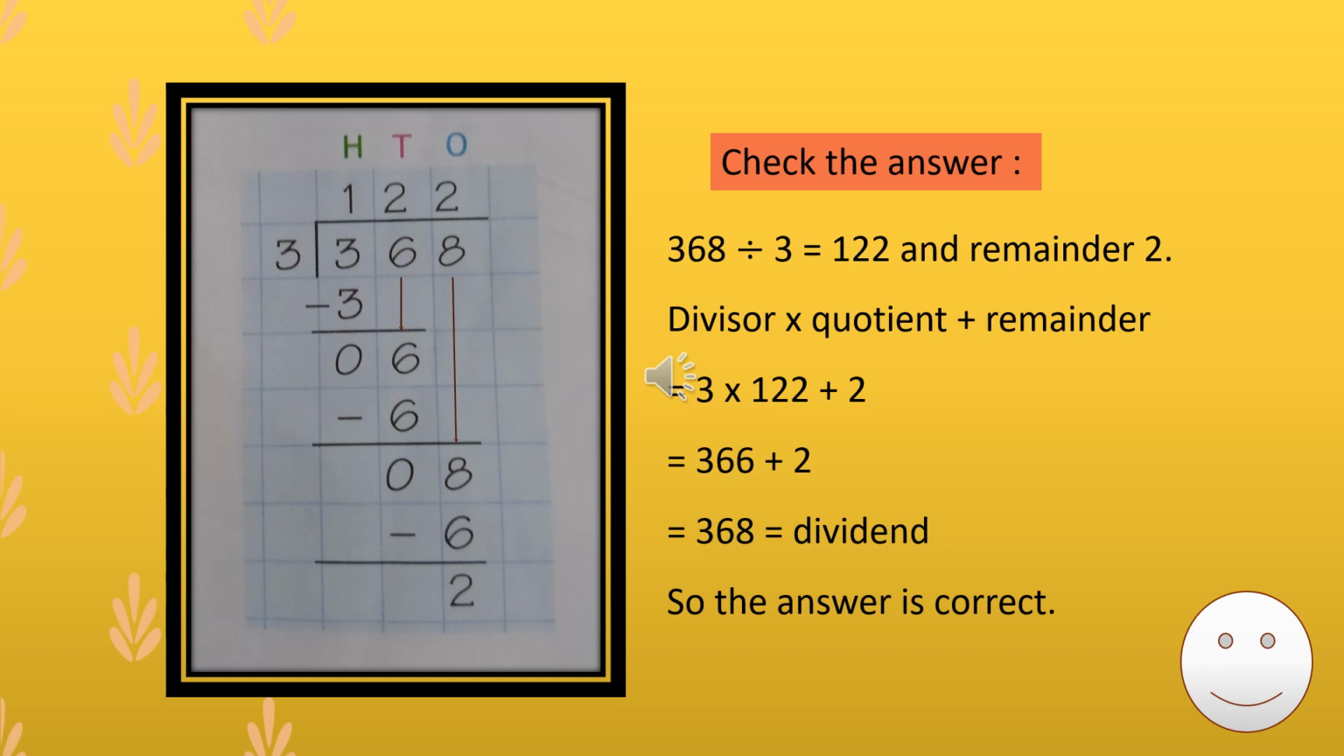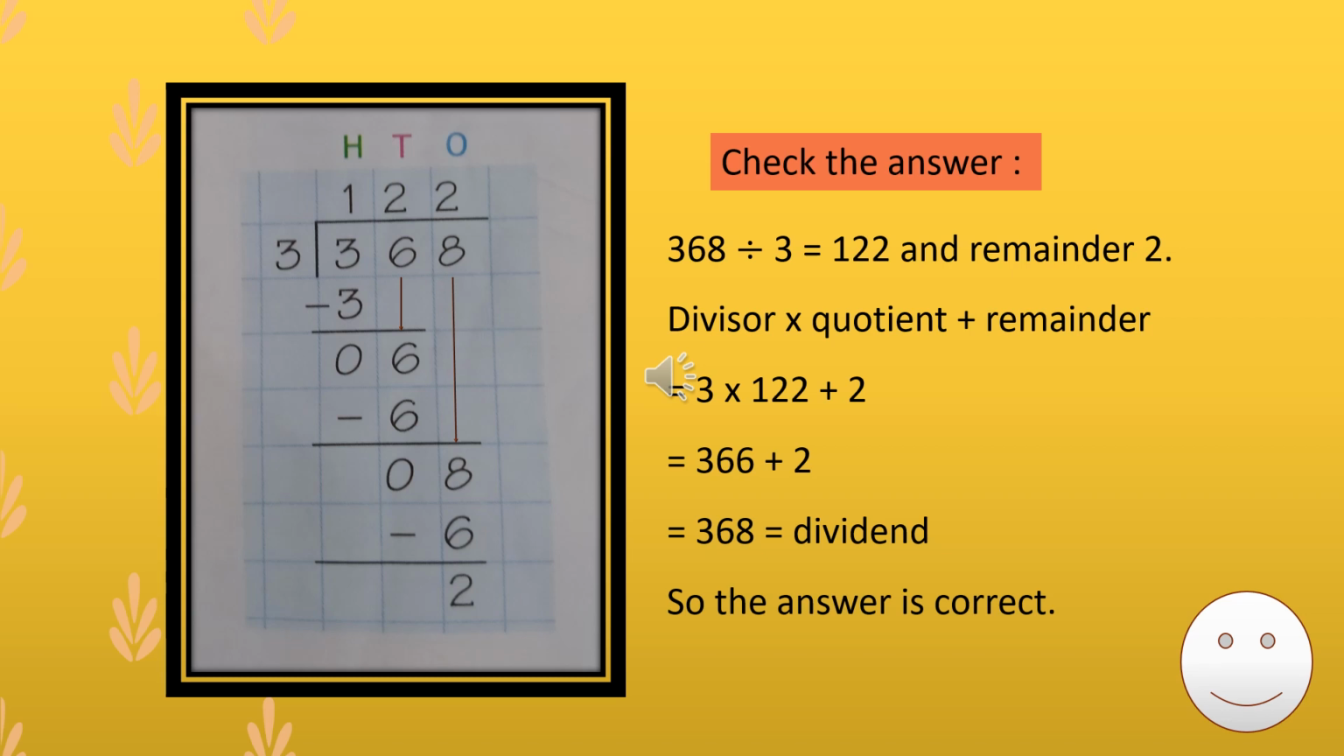Now in the next step what will we do? We will bring down the number which is at ones place, that is 8. So we will bring down 8. Now 8 divided by 3. Now see children, 3 ones are 3, 3 twos are 6 and 3 threes are 9.